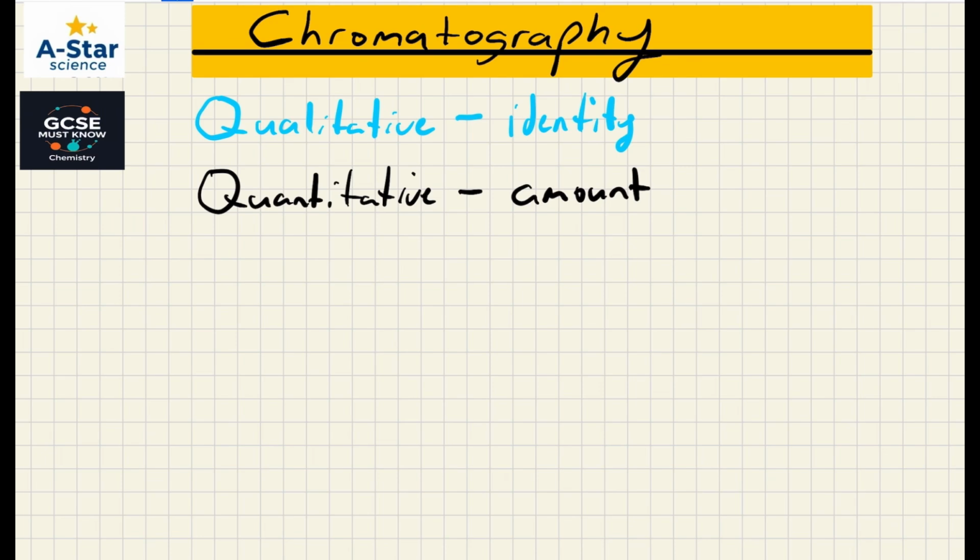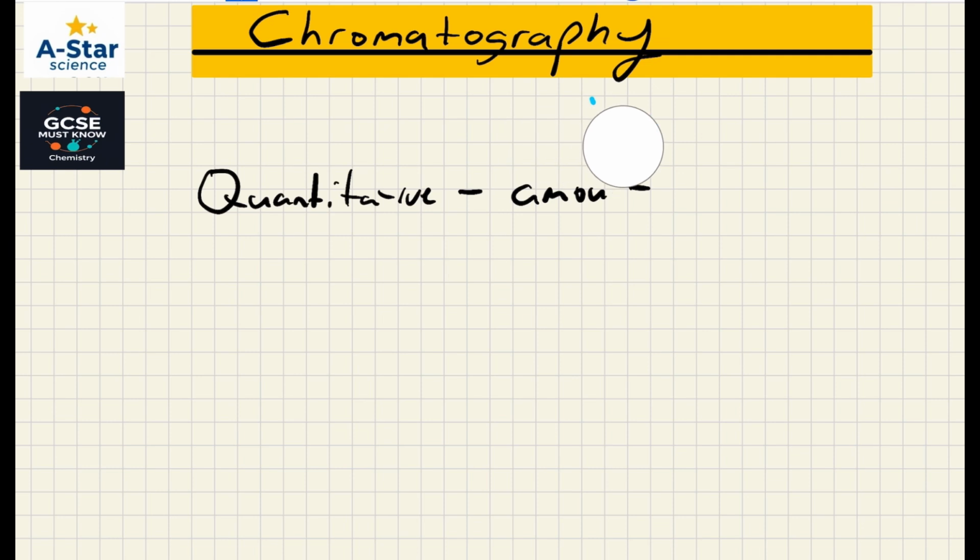of a substance. So qualitative analysis is things like chromatography, which we're doing now, testing for gases, things along those lines where we can look at the identity of a substance. And quantitative analysis is where we use things like relative formula mass and moles to find out the amounts of a substance in chemistry. Both of them are important.